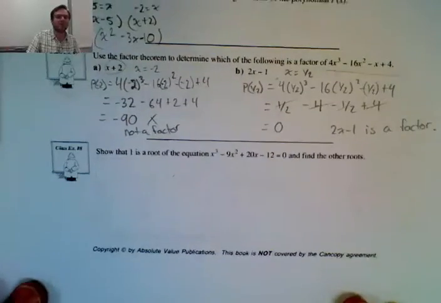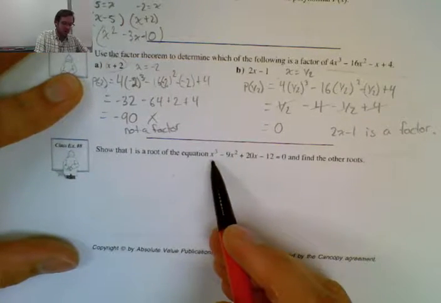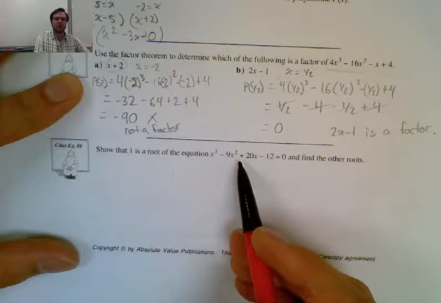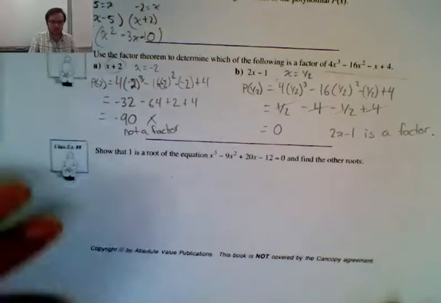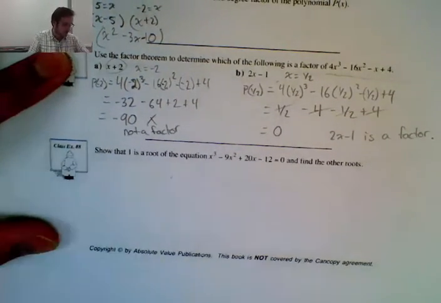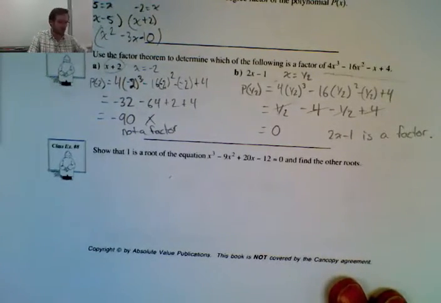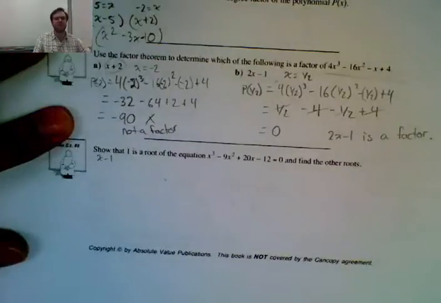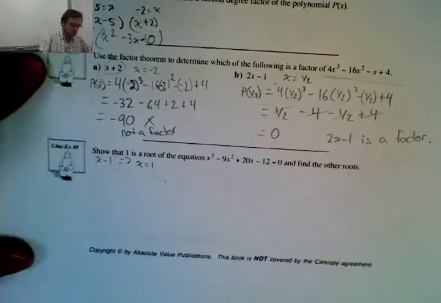Alright, last question. Show that 1 is a root of the equation x cubed minus 9x squared plus 20x minus 12. And then it wants us to find the other roots. First of all, when it says roots, that means if it's a root, it must be a factor. So first we have to show that 1 is a root, which would mean that x minus 1 is a factor, because this makes x equal to 1.